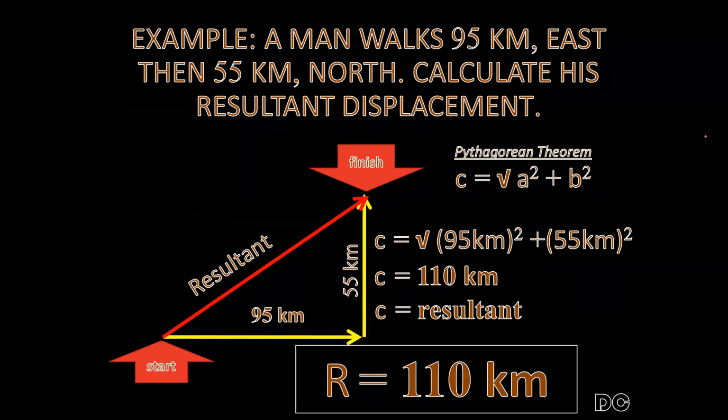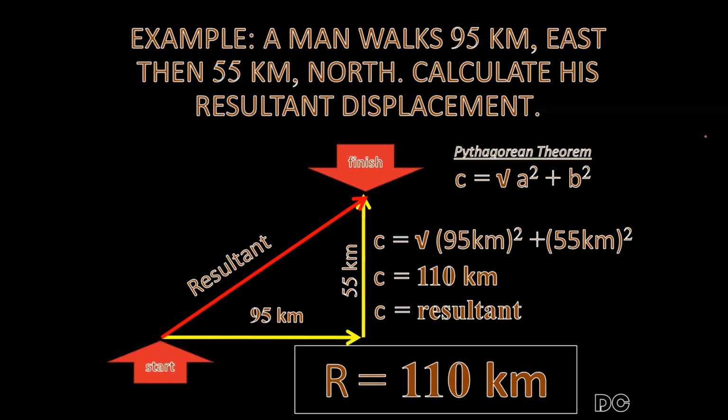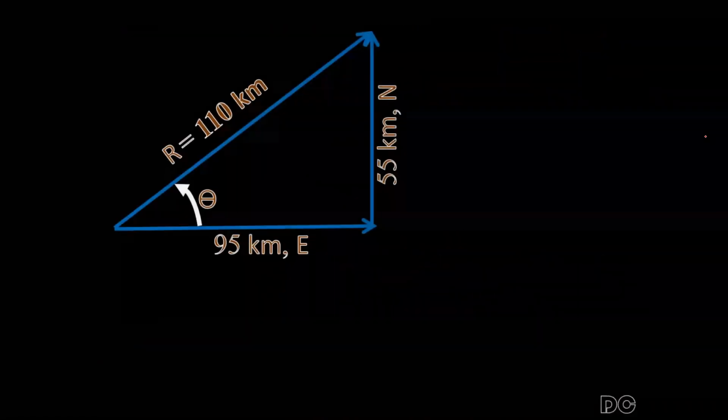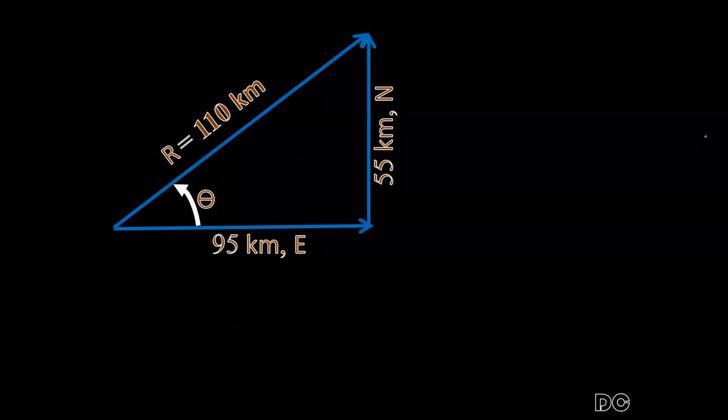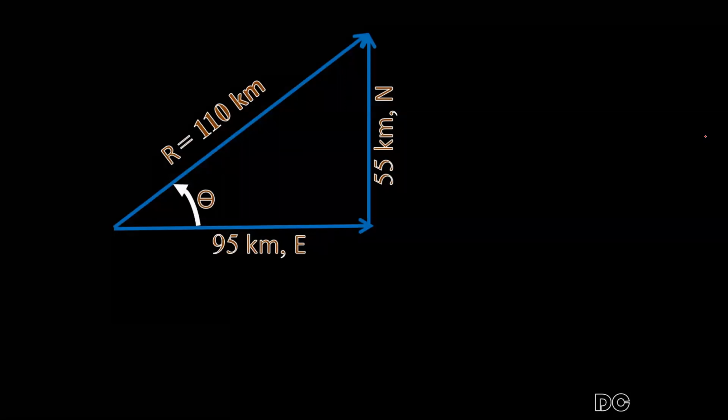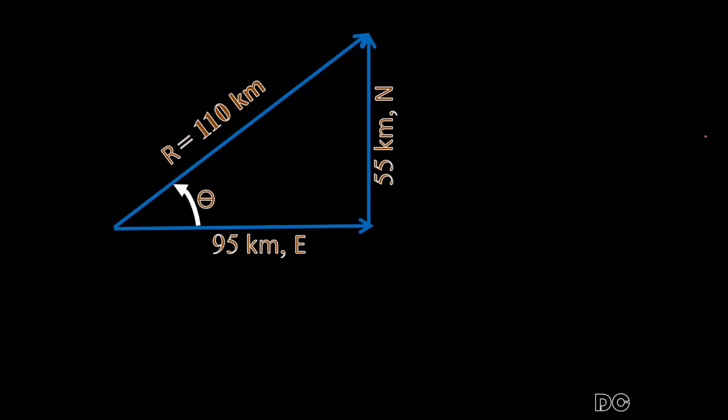kilometers. And after you solve for the resultant, next is to solve for its angular direction. As I said, it should start from the x-axis. Since 95 kilometers is the x-axis, it starts from 95 kilometers east and then moves forward to the resultant.